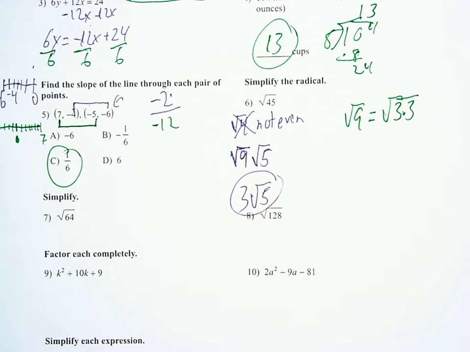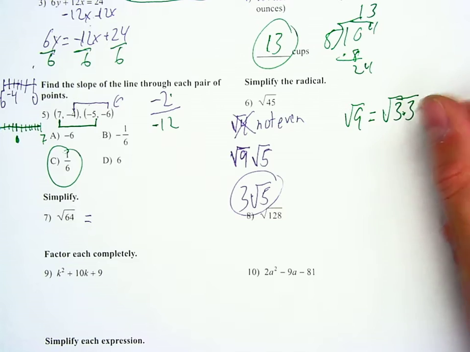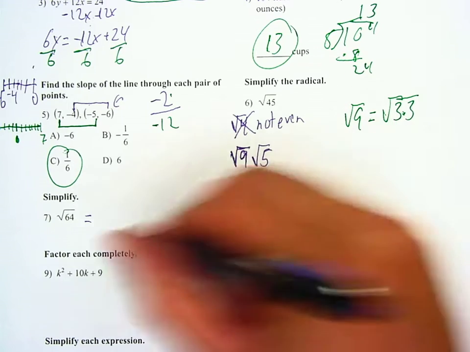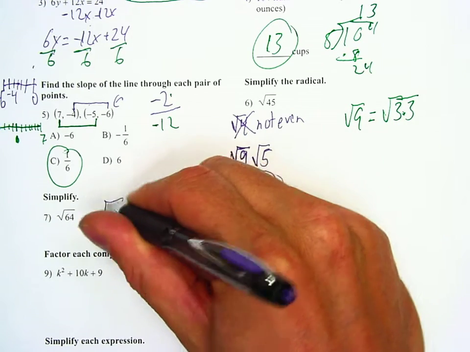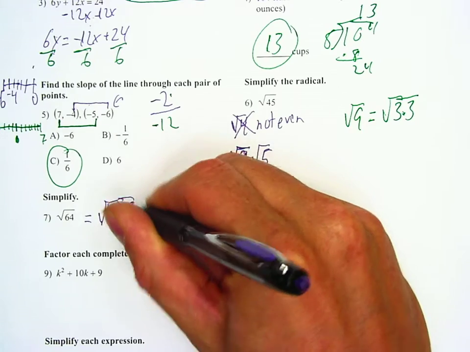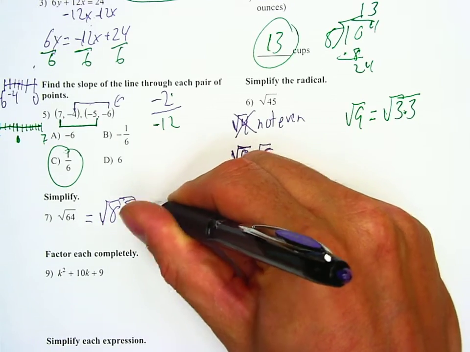All right, next item, simplify square root of 64. That is in fact a perfect square all by itself. 64 is already 8 times 8. So as I discussed up here, because 9 was 3 times 3, 64 is 8 times 8. The square root of 64 is 8.